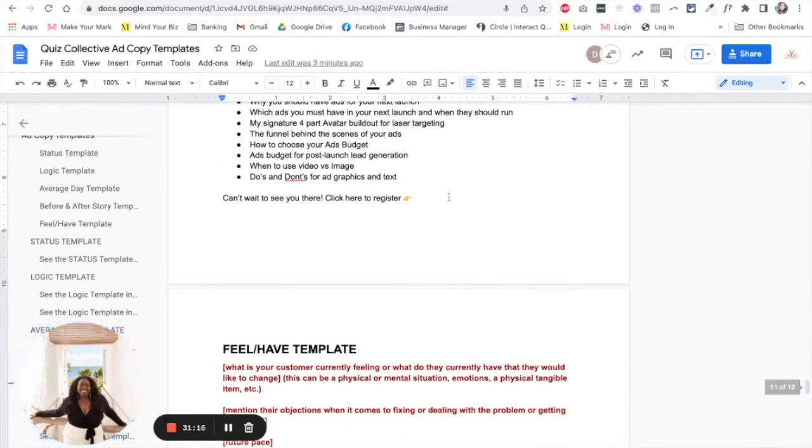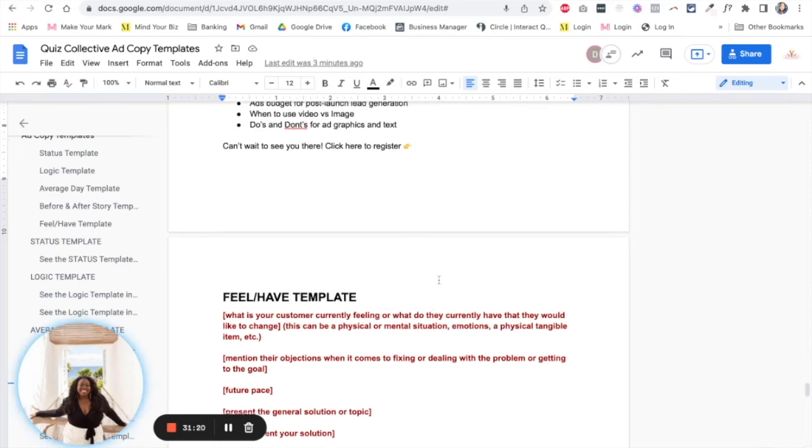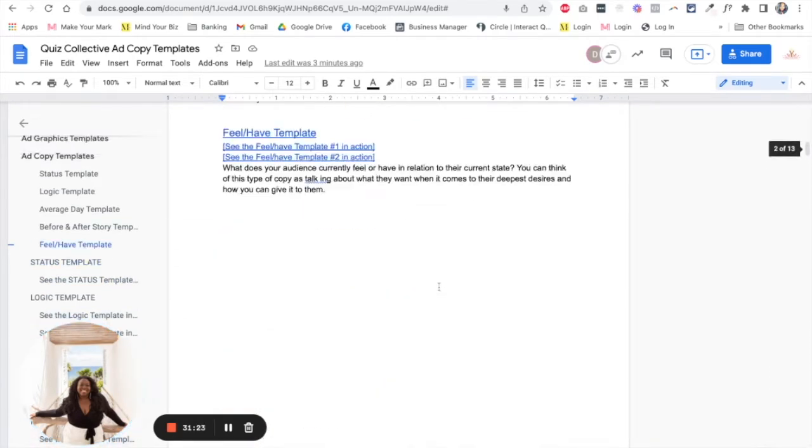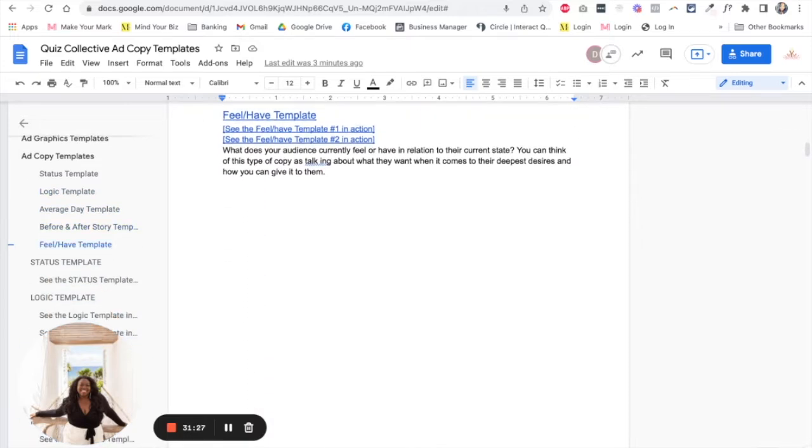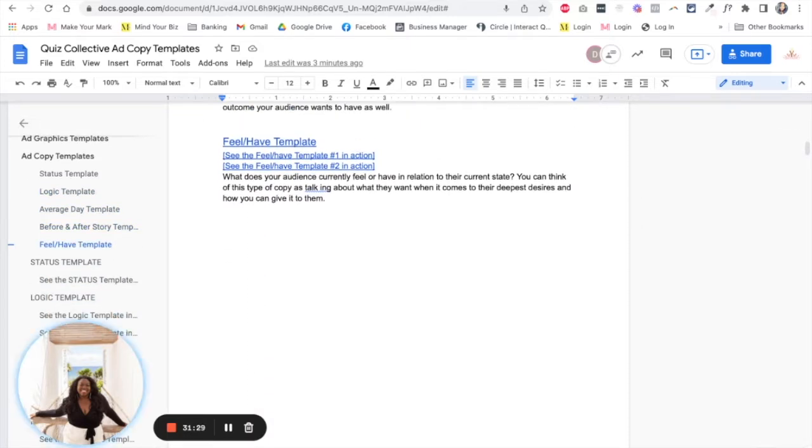Okay, my dears, we have one more left, and that is the feel-have template. So you can separate these, meaning you can have a feel ad copy and a have ad copy, but I just combine them because sometimes they feel so similar, right?